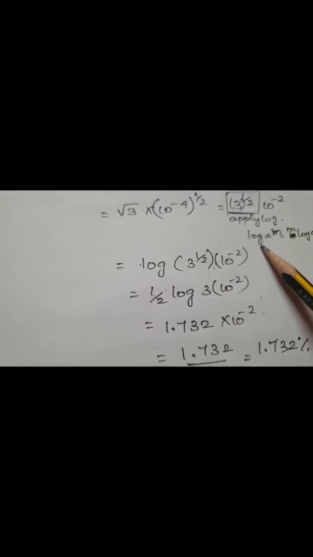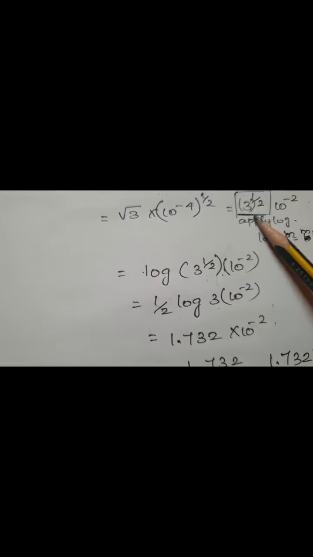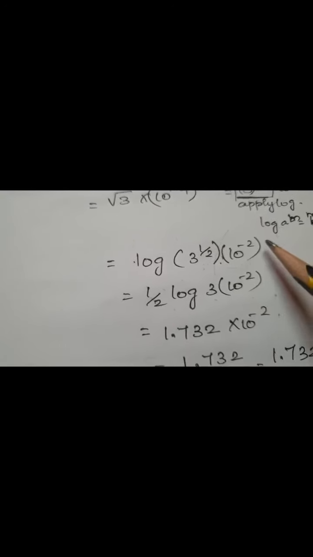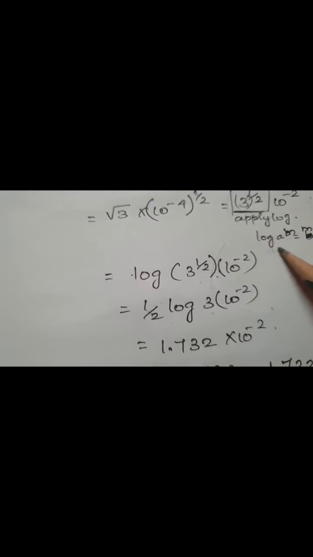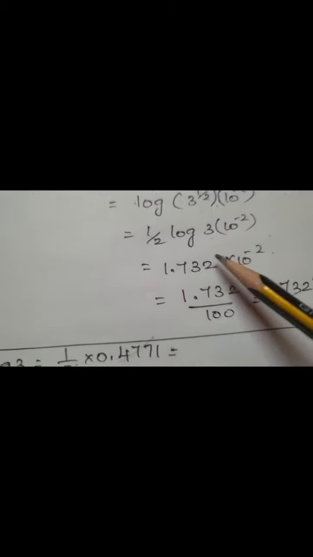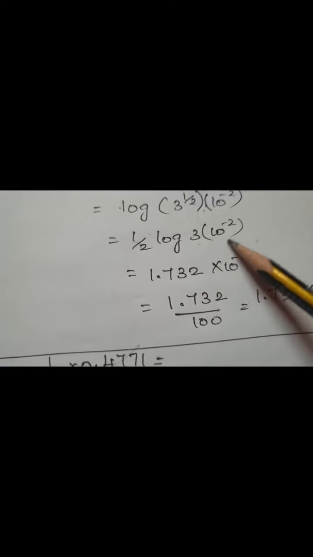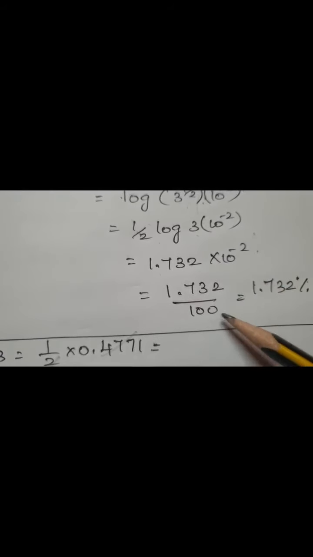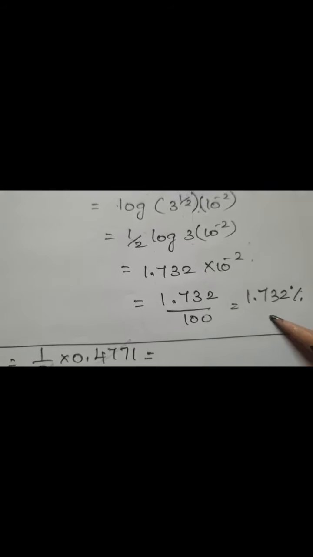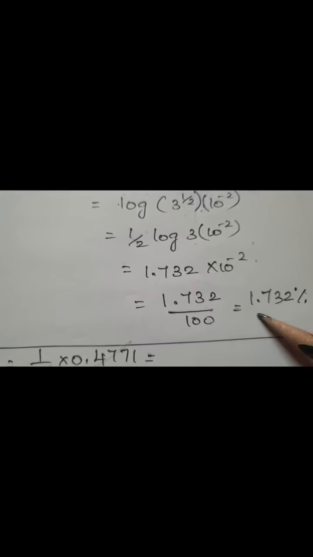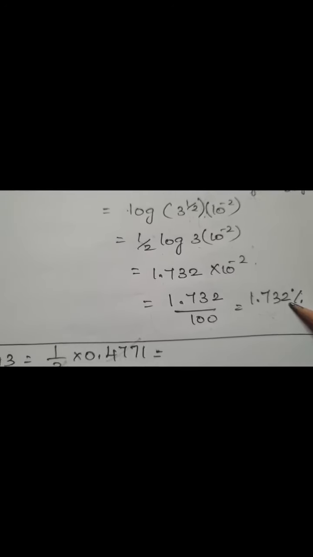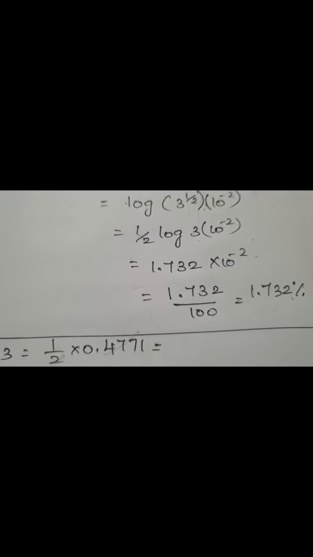Why are we taking this antilog? Because for our purpose only we are taking this log. If the formula itself has a log, there is no need to take the antilog. Here, for simplification we are applying the log, so you have to take the antilog. The antilog is 1.732 into 10 power minus 2. We can write 10 power minus 2 as 1 by 100, so this is out of 100, which means it is a percentage. 1.732 percent. That is what the question asked: the percentage of ionization of 0.06 M ammonium hydroxide.